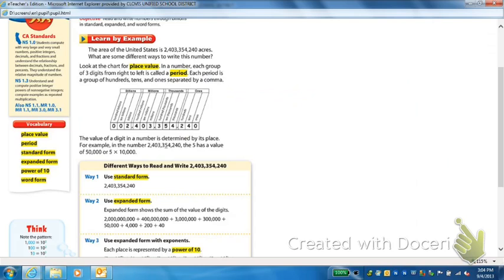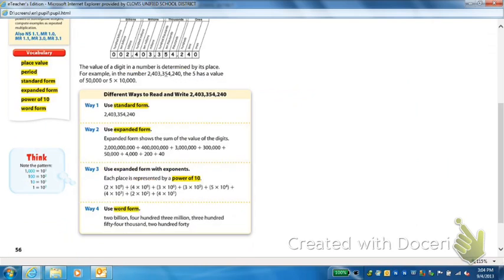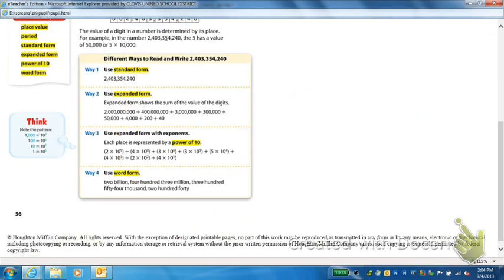And what they're going to do is write a number in 4 different ways. They're going to write it in standard form, the way that you regularly see a number. Expanded form shows the sum of the value of the digits. Expanded form with exponents using the power of 10, and word form. I'll use 240 as an example, a small number. 240, the way you see here, is standard form.